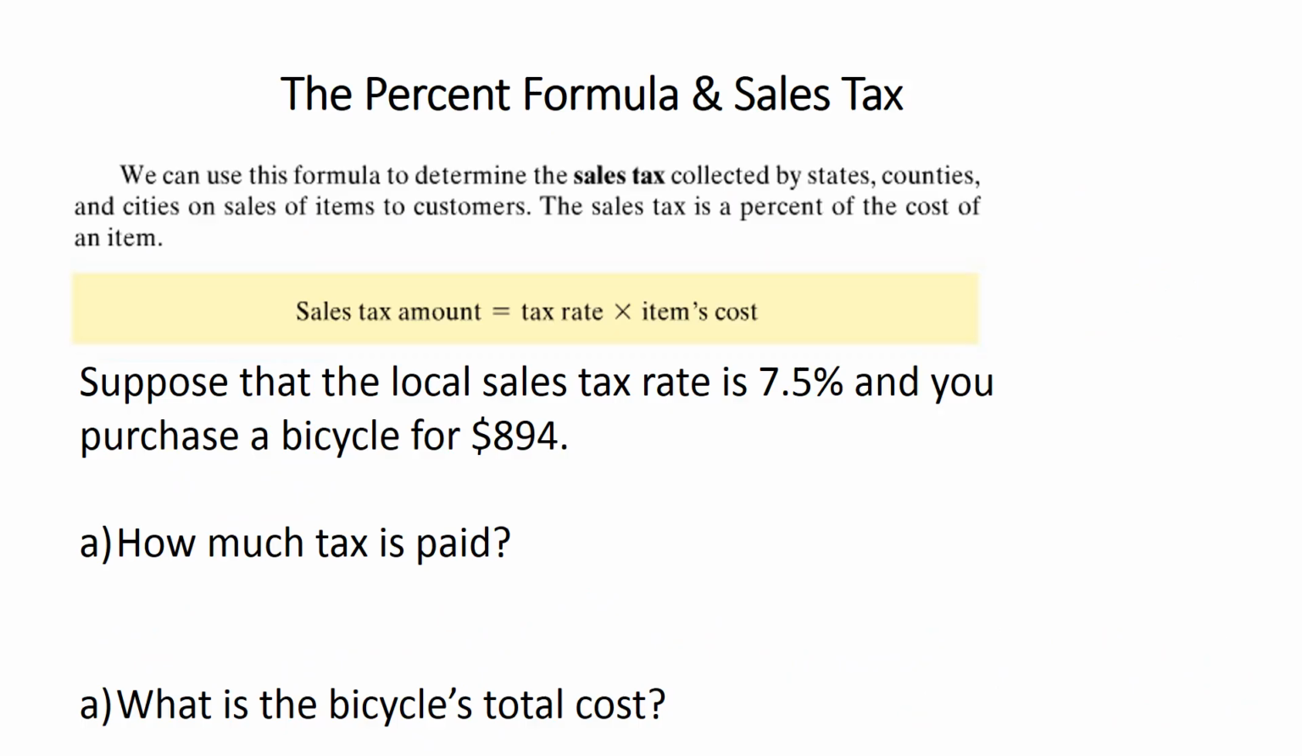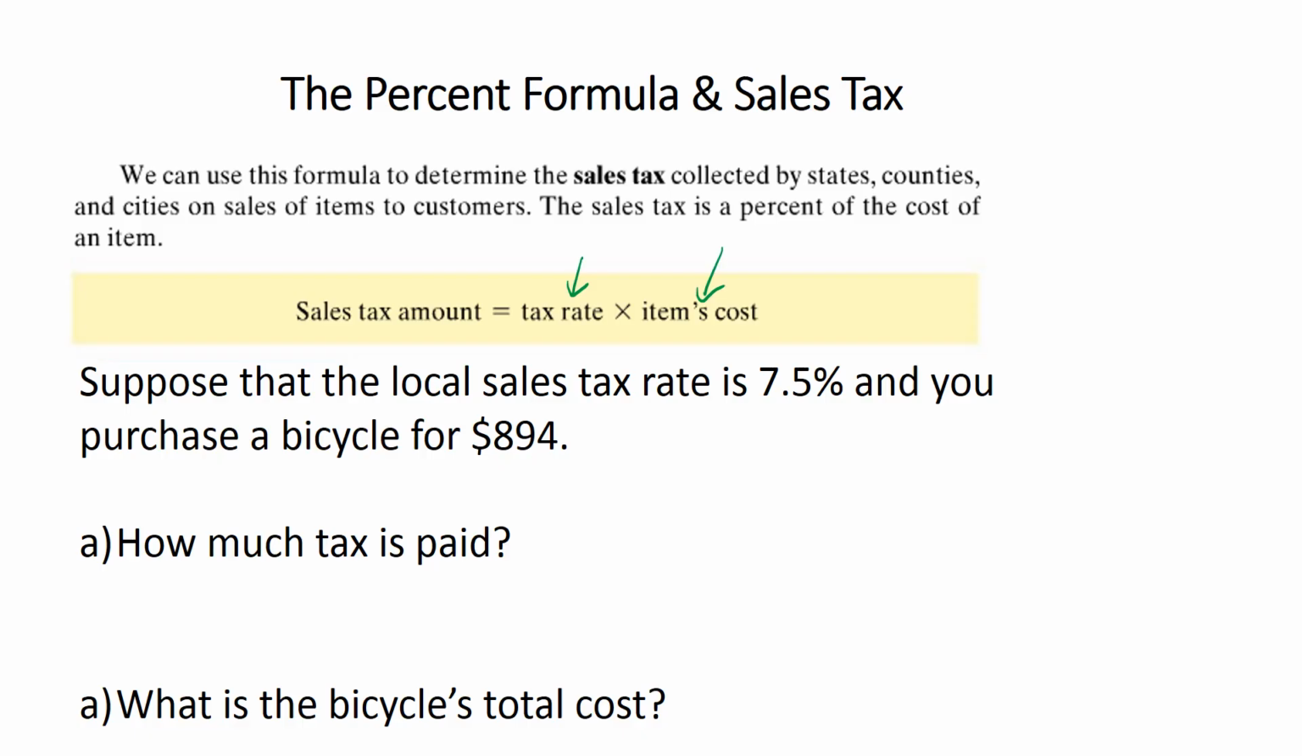The percent formula in sales tax. We can use this formula to determine the sales tax collected by states, counties, and cities on sale of items to customers. The sales tax is a percent of the cost of an item. And you will see that different cities have different sales tax rates. You could look up the sales tax rate of Carbondale, just do a Google search, or wherever you might live. So we do the tax rate expressed as a decimal times the item's cost.